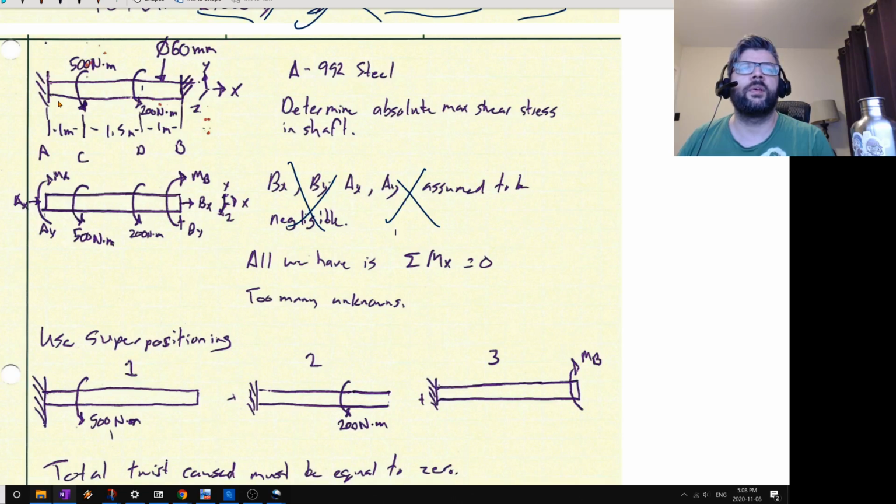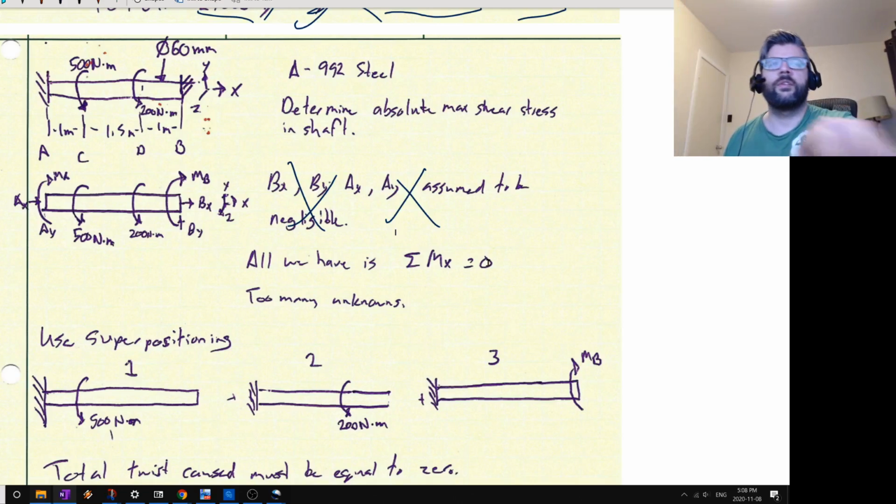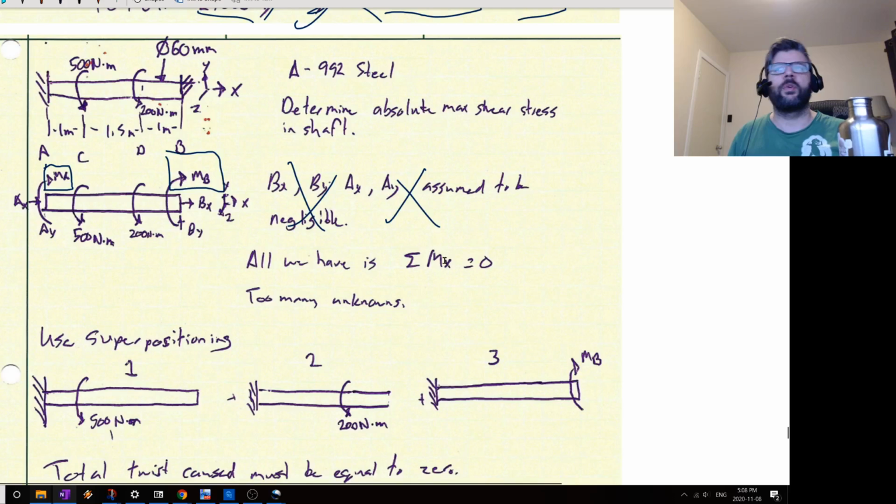So we're going to have a reaction at A and a reaction at B. And I drew them on here in the opposite directions of the two loads because that's obviously what it's going to end up being. But the only equation we have here is basically to sum the moments about the x-axis equal to 0. So we've got two unknowns in one equation. So we're kind of hooped if we try to rely upon just our equilibrium equations in order to figure out what's going on.